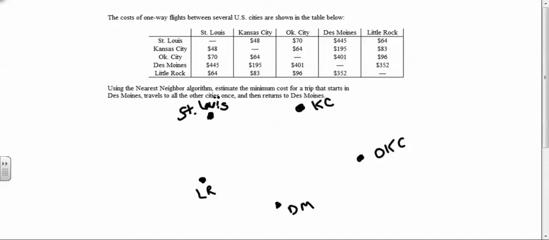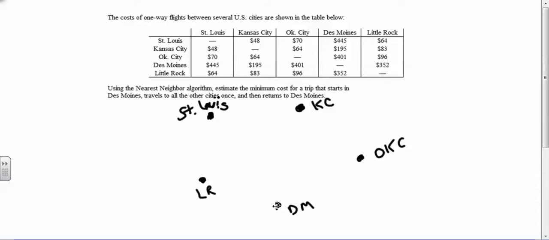This example is from MGF 1107, section 14.3, when we're asked to use the nearest neighbor algorithm to find a Hamilton circuit. As you can see from this problem and the chart, the chart has the cost of one-way flights between several U.S. cities. As shown below, there's 5 different cities: St. Louis, Kansas City, OKC, Des Moines, and Little Rock.